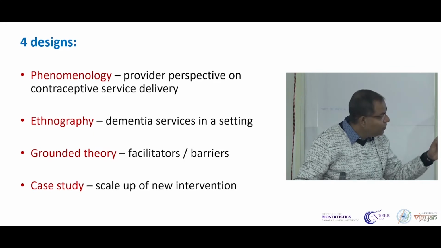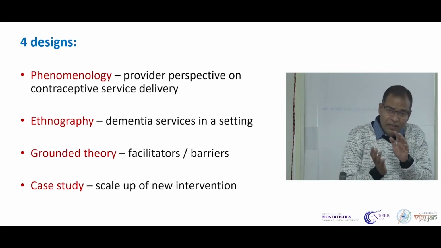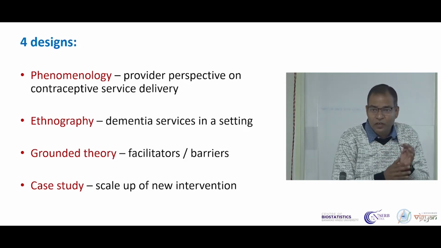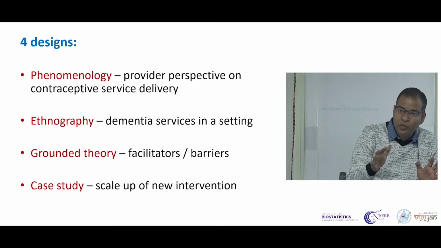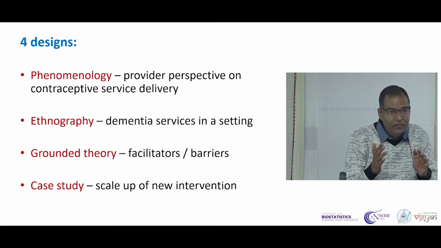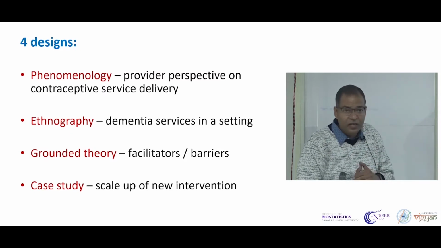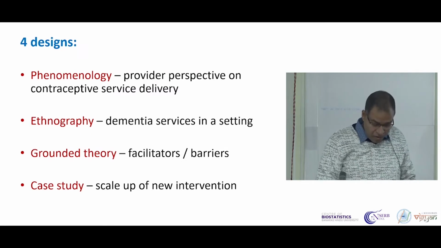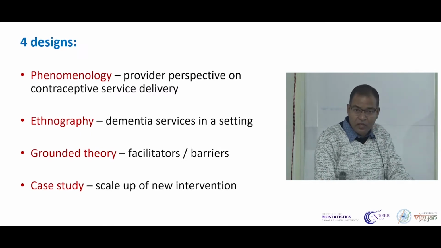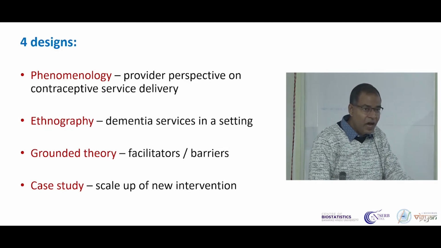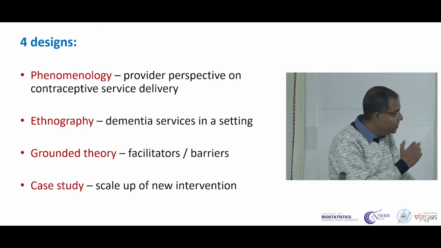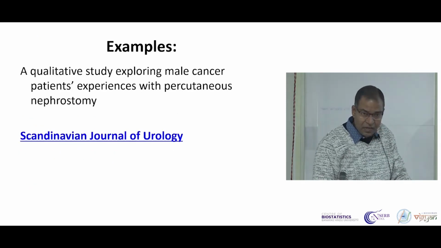The providers who are providing these services are interviewed to get their perspective regarding contraceptive service delivery. The second type of study is ethnography. Ethnography means the patients are observed and interviewed in their actual setup. As a researcher, we go to the place where the phenomenon is going on and see real life, and at the same time we interview the patients. This is the study of ethnography. Next is grounded theory, where theories emerge from the data. And last but not least is the case study. For example, when one new initiative has taken place, we look at the perspectives and comments from the participants and the providers. Now I have given some examples.